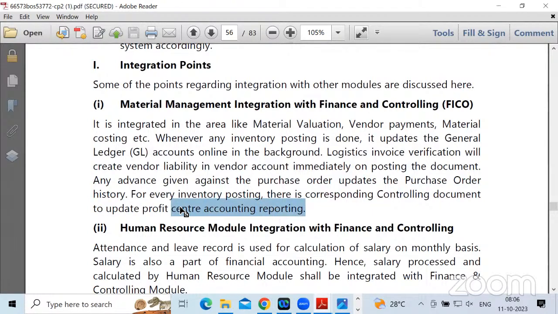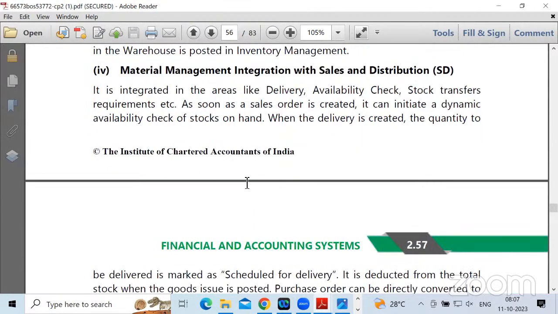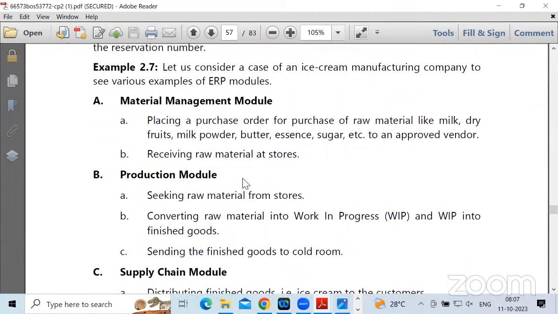So you make a debit, automatically a credit will be made. You make a credit, automatically a debit will be made. How? That is because of these integration points. Very many important integration points are there. Simply go through that. So far, no question has been asked from this area. It was for understanding only.